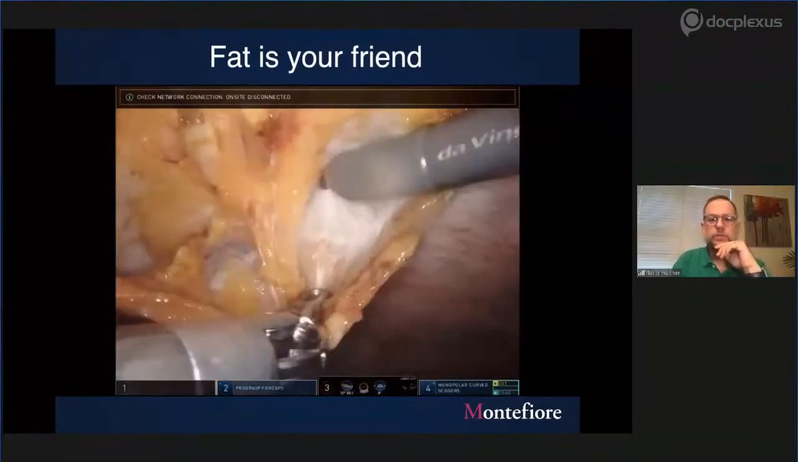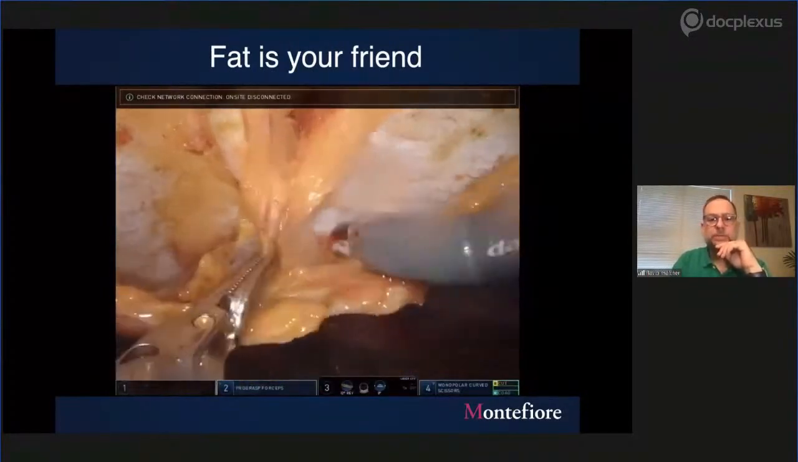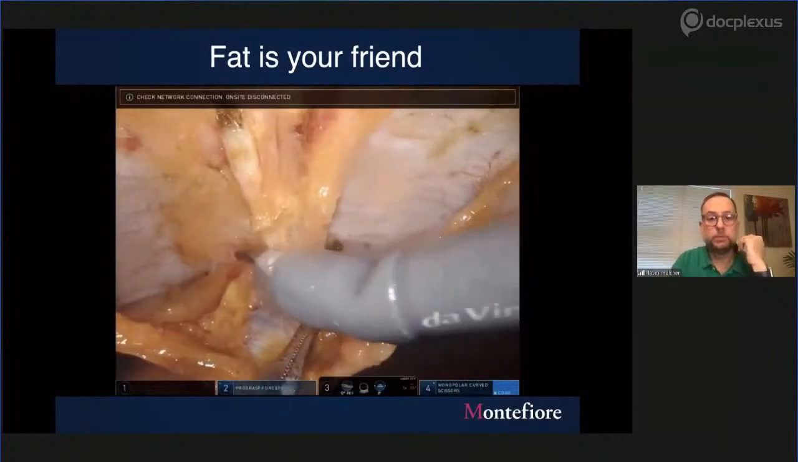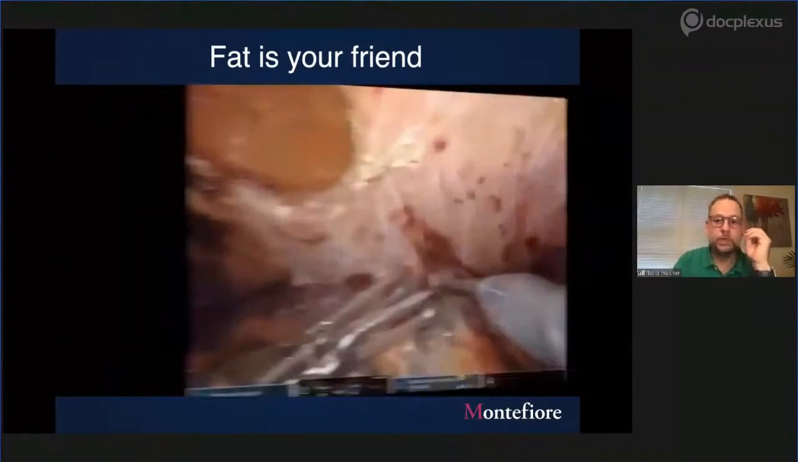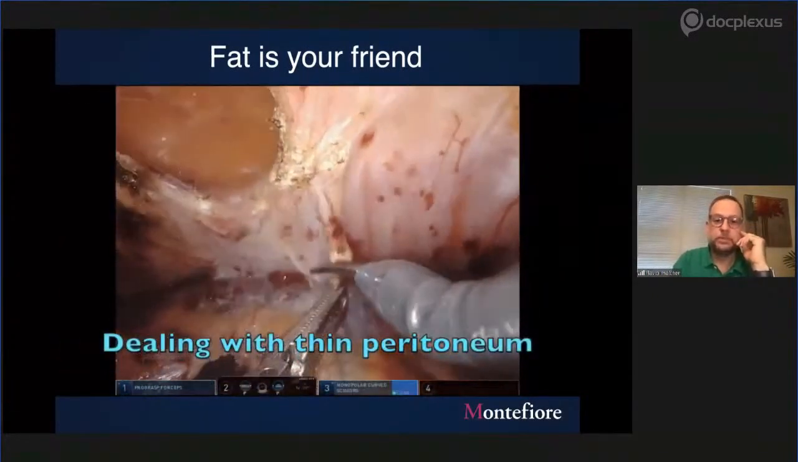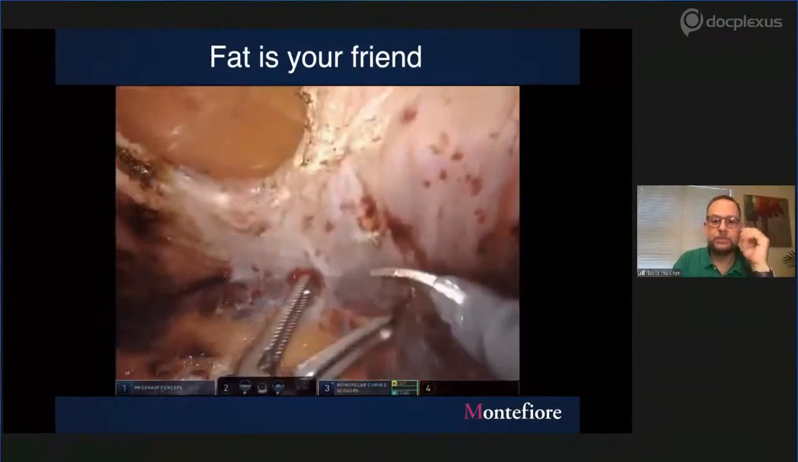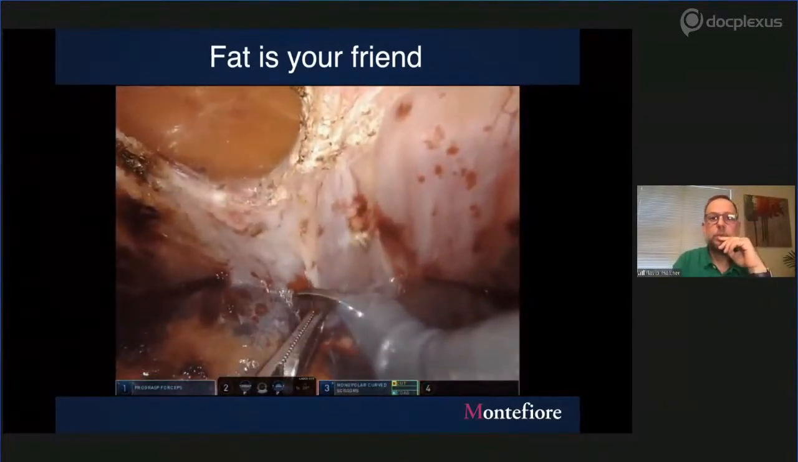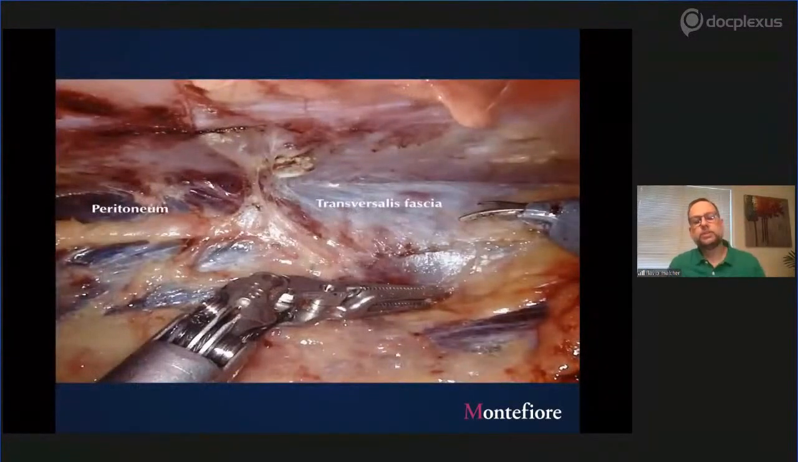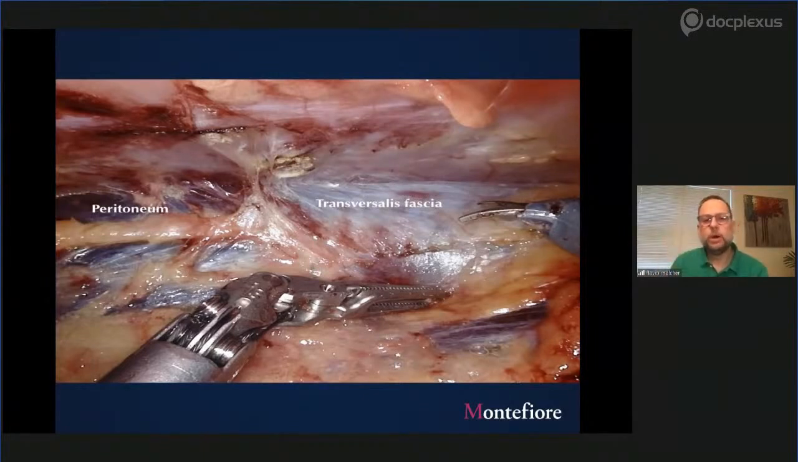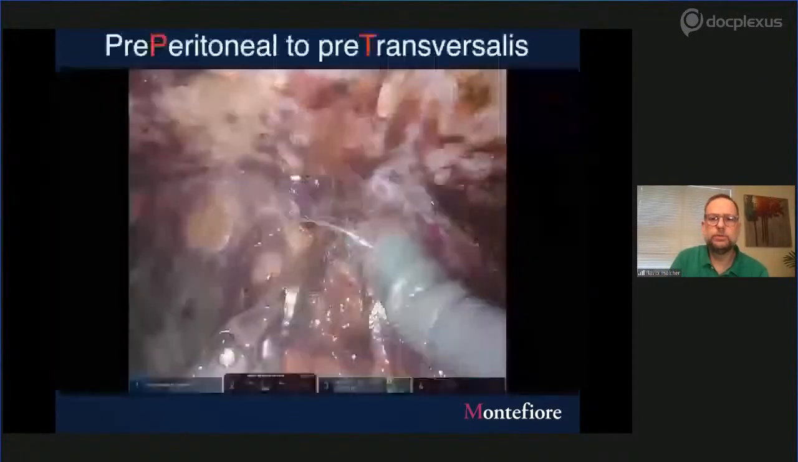So always look for the fatty pads, and when you have a fatty pad, you may be a little bit more brave and you can sweep more. But usually the problem is when you start going lateral, where the peritoneum is very thin. When you encounter this, you need to change your tactics and go to the transversalis fascia plane and invade a little bit the abdominal wall, not the posterior sheath. We don't want to do a retrorectal repair. That's maybe a bailout for you, but usually I try to go to the preperitoneal transversalis plane.